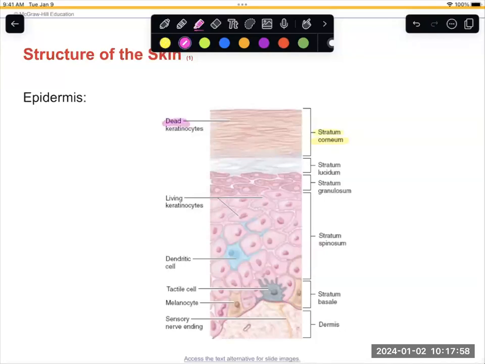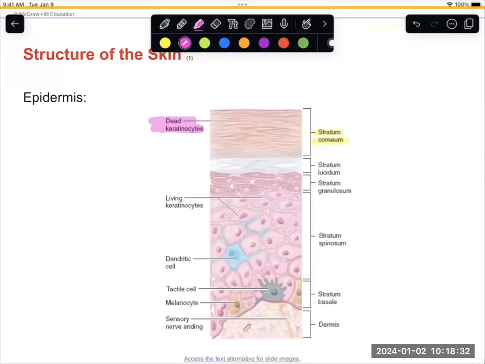It says dead keratinocytes. These cells specifically are named keratinocytes because they make the protein keratin. That's what makes your skin tough. Since these cells are dead, there is no nucleus in these. These are the cells that shed off all day long. We lose up to like 1 million cells every day.